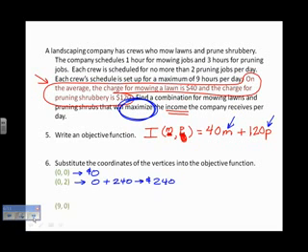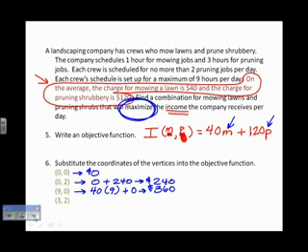Let's try the third one. My third point is 9, 0. So again, if I substitute that in there, I have 40 times 9 plus 120 times 0. Again, use your noggin. That gives you 0. 40 times 9 would be 360. So I have $360.